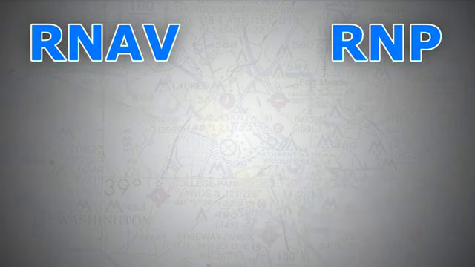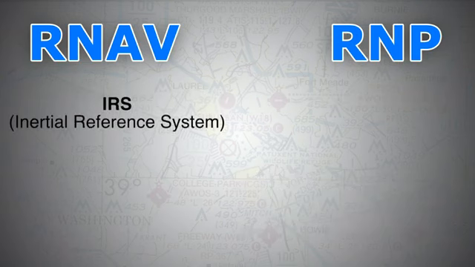Let me give you an example. The IRS, or the Inertial Reference System, those ring laser gyros, they start from a known position and with time their accuracy degrades. Yet there is no alert made to the pilots. We don't know how accurate the system or the navigation is. This is an RNAV system.